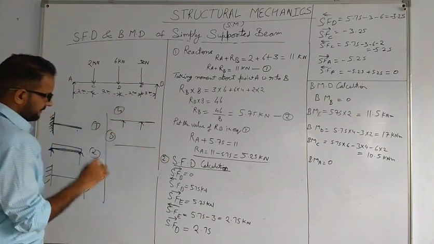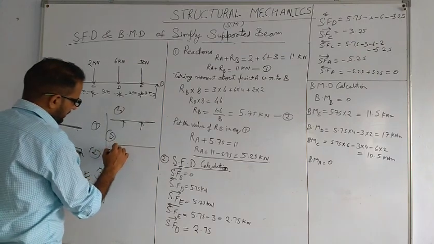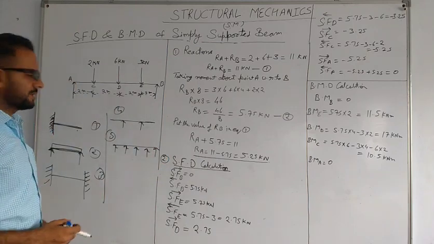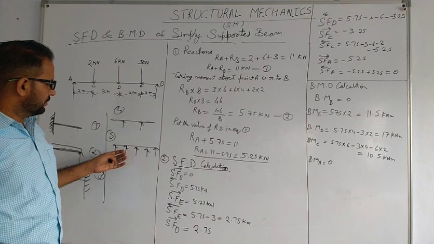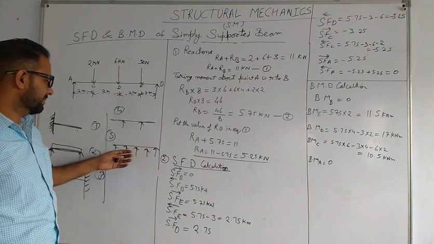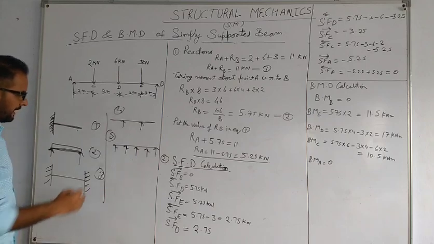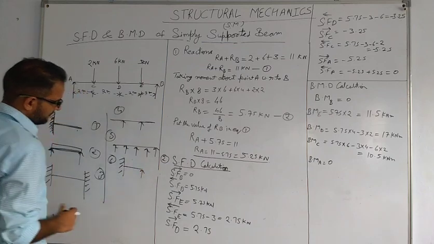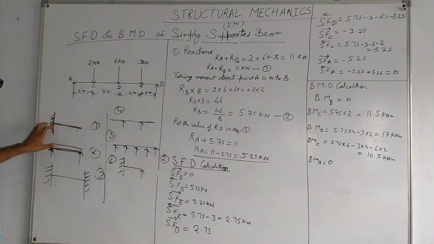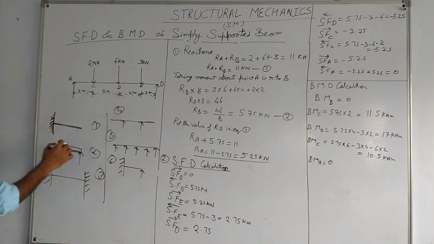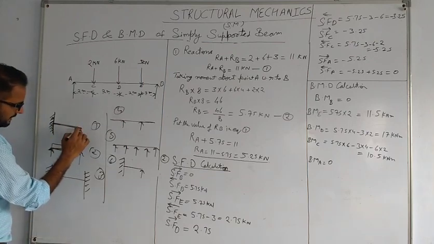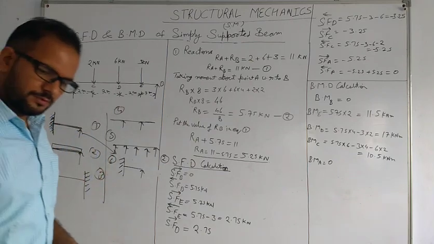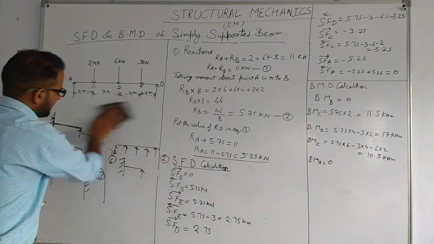Fifth type of beam is a continuous beam. Continuous beam is a beam which has more than 2 supports. So this will have 3-4 supports. So this is continuous beam. And sixth beam is propped beam. This one beam is called propped beam. If a cantilever beam is provided with a propped support at free end, then this is called propped beam. So these are the types of beam, 6 types of beam.